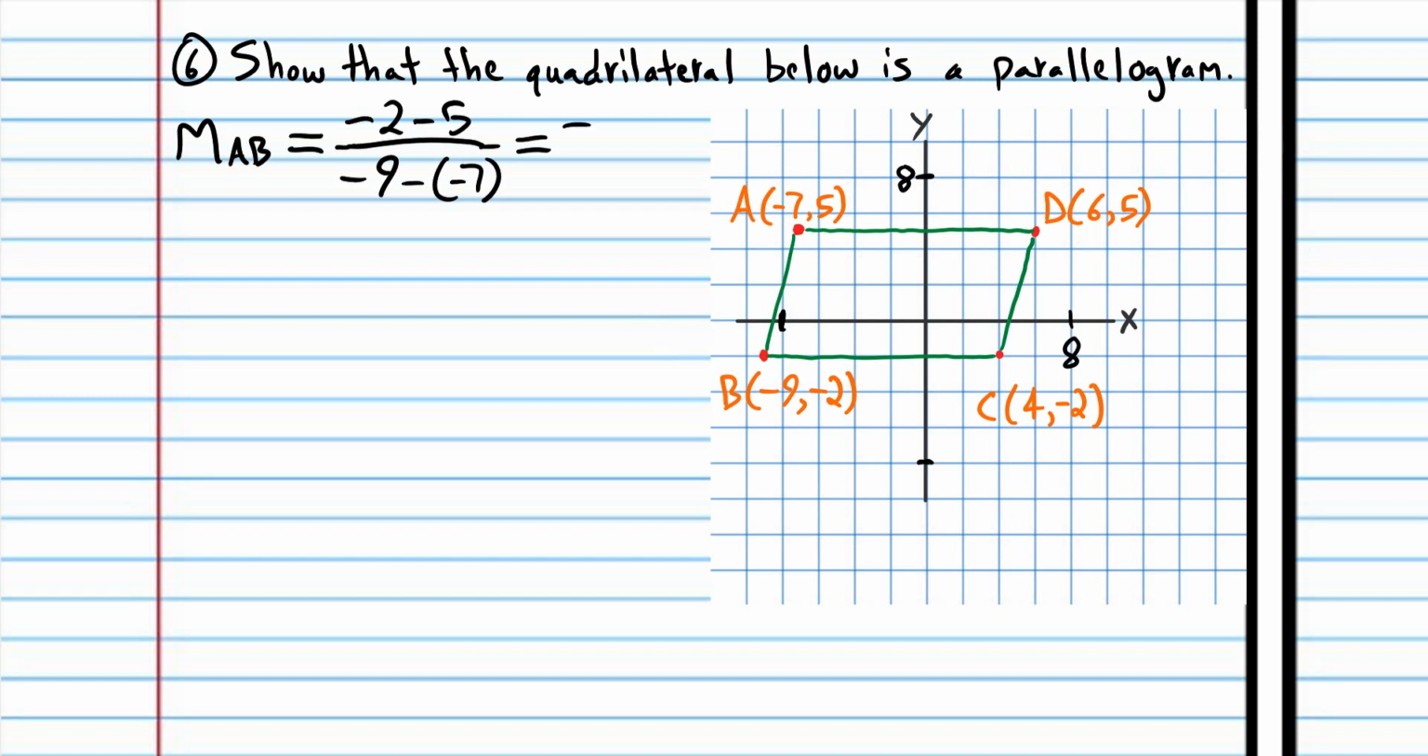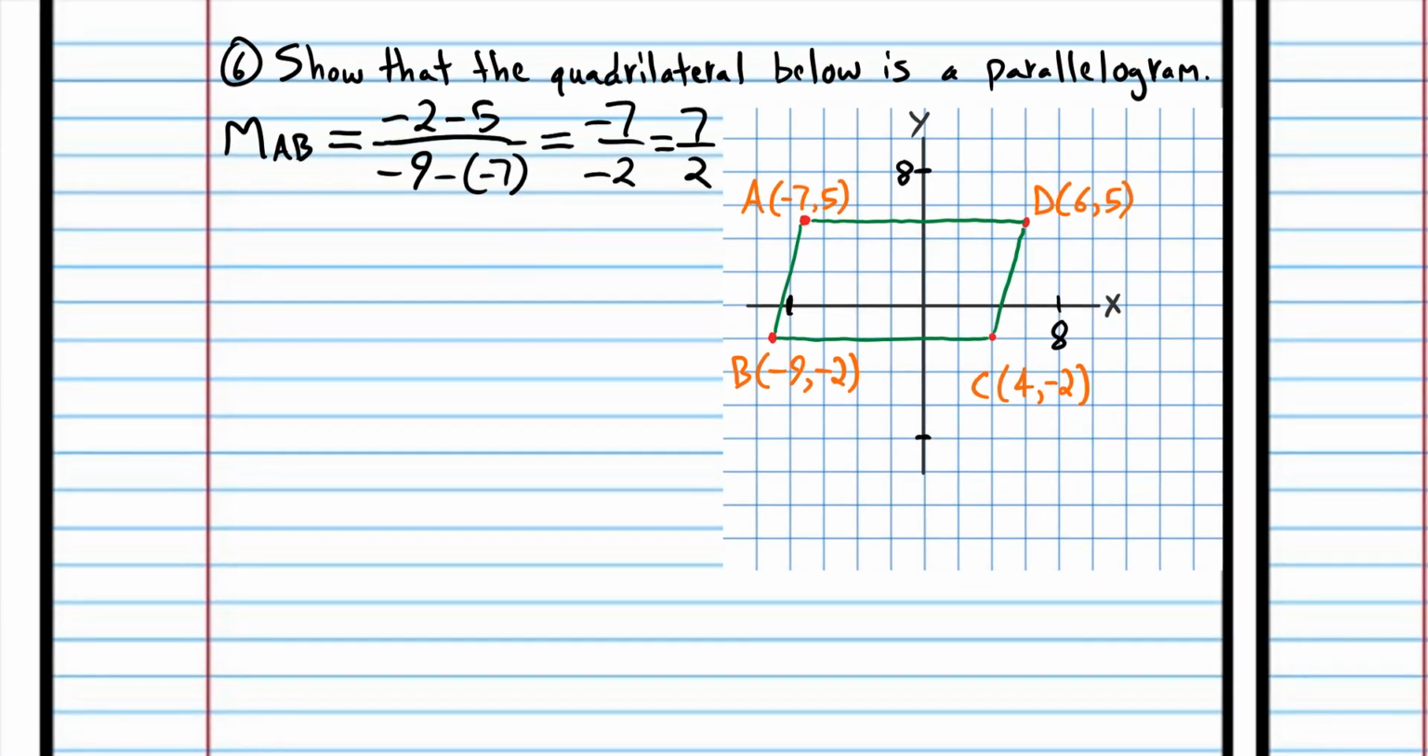And we have negative 7 over negative 2, which simplifies to 7 over 2. I guess I can just go down there so it's not so cramped. All right, so that is the slope of AB.